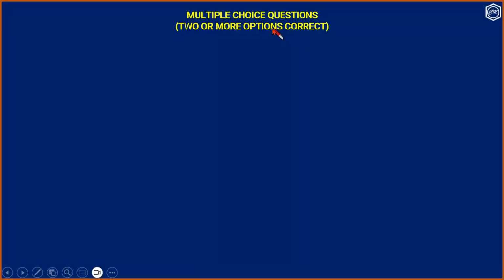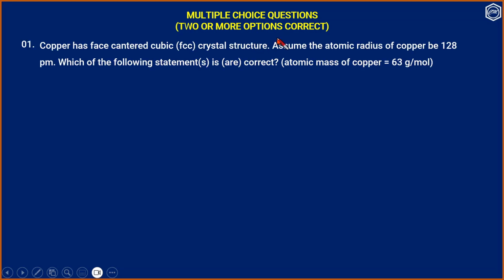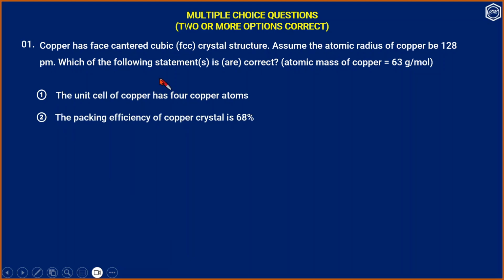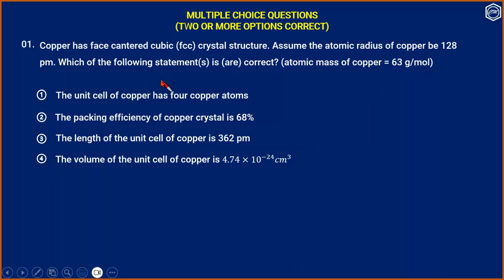Next are multiple choice questions with 2 or more options correct. Copper has a face-centered cubic crystal structure. Assume the atomic radius of copper is 128 picometer. Which of the following statements is or are correct? Atomic mass of copper is 63 gram per mole. 1. The unit cell of copper has 4 copper atoms. 2. The packing efficiency of copper crystal is 68%. 3. The length of the unit cell of copper is 362 picometer. 4. The volume of unit cell of copper is 4.74 into 10 raised to minus 24 centimeter cube.